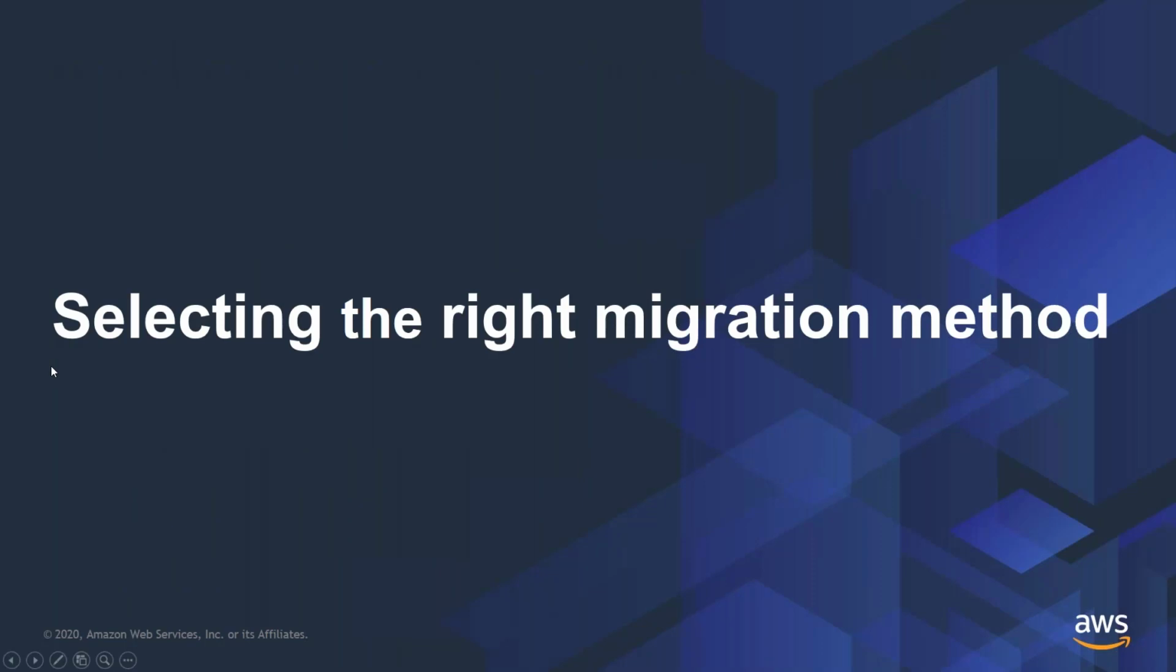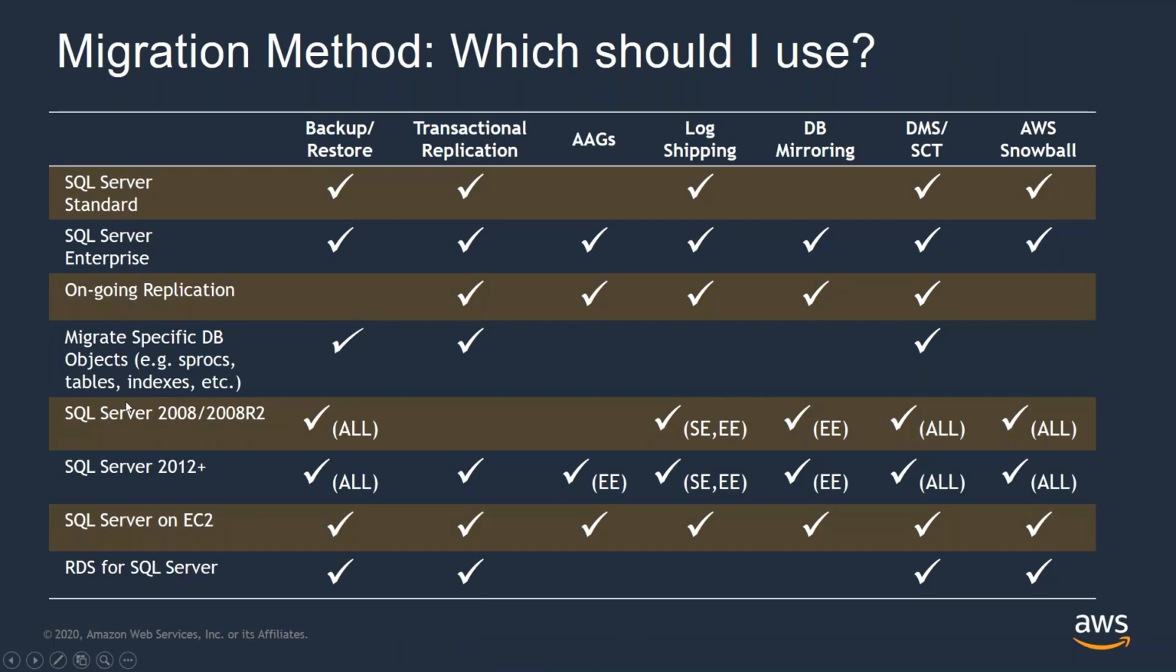Okay, so this brings up the question, how to select the right migration method, and what are the pros and cons of each method? I'm just going to quickly highlight those in the next slide. So this slide shows the migration methods, what works, and areas in which migration methods fall short. The first takeaway is that DMS supports migrating all SQL versions, editions, and database objects, and the target can be either SQL Server on EC2 or RDS, which is the managed service from AWS.